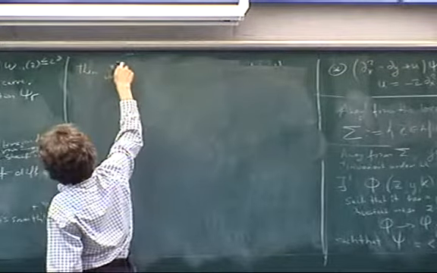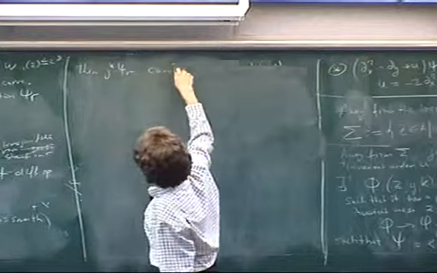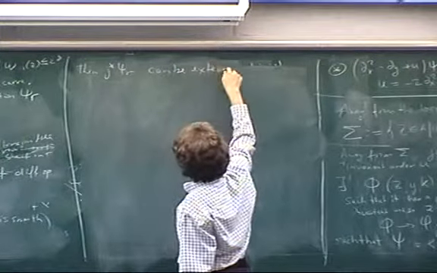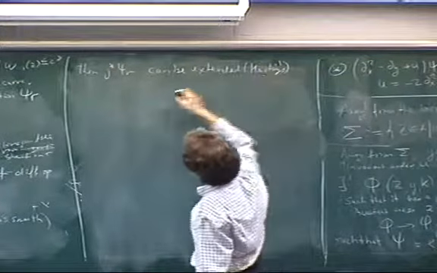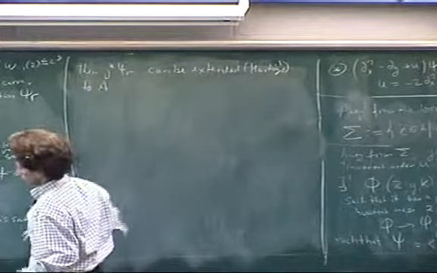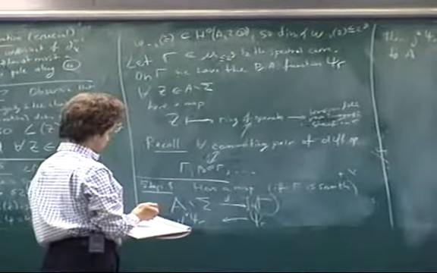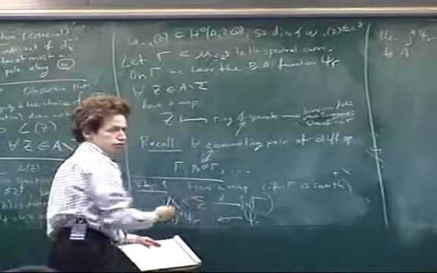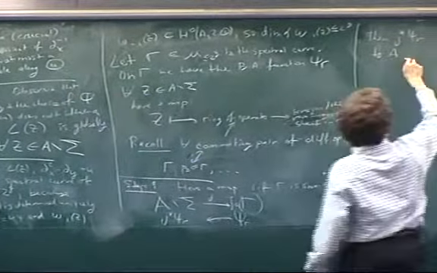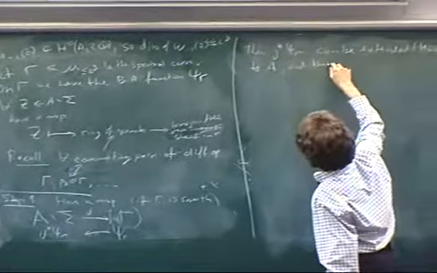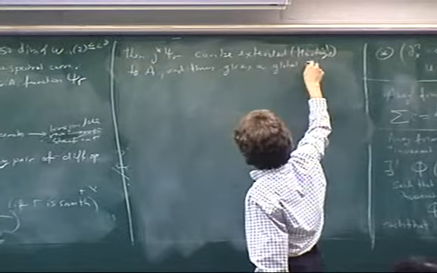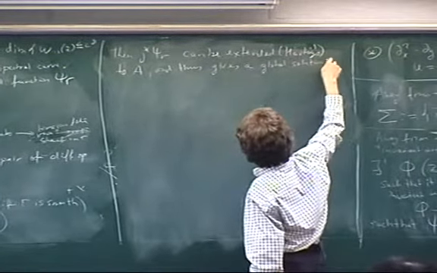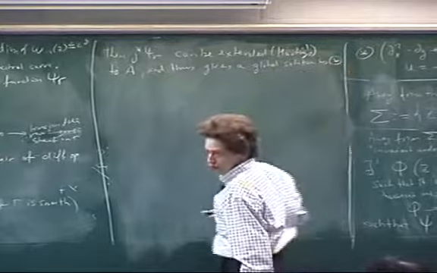This pullback can be extended, and this is Hartogs' theorem, to all of A, because this is now a function which had one essential singularity which we can control, we know where it was, and this is a codimension 2 locus. And thus it gives a global solution to everything. Okay?